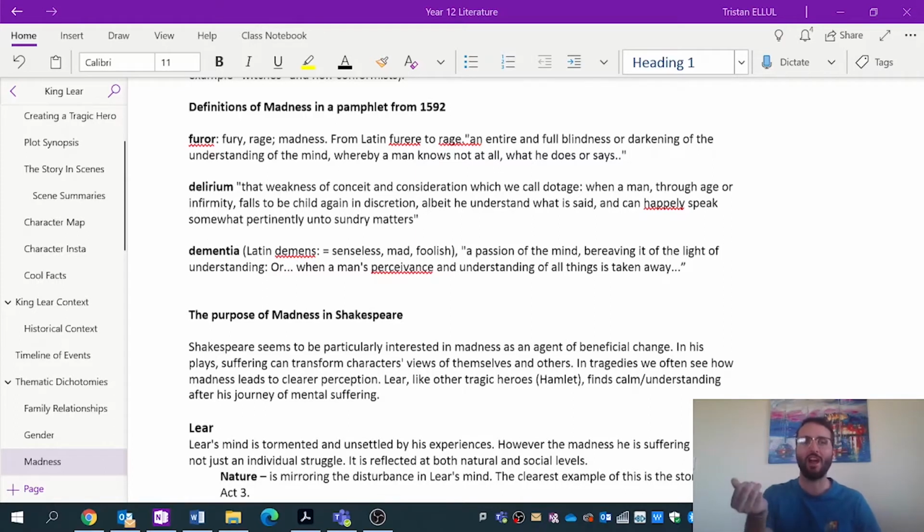Furor, the fury, the rage, madness, from Latin furor, to rage, an entire and full blindness or darkening of the understanding of the mind, whereby a man knows not at all what he does or says. So that was one form of madness.